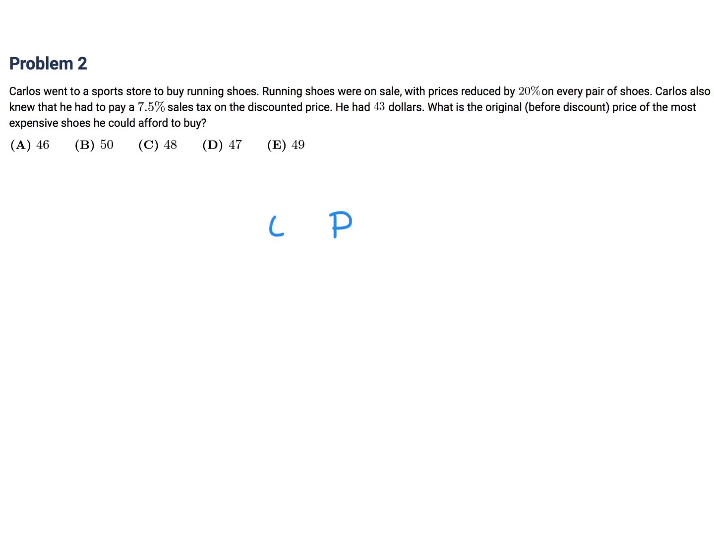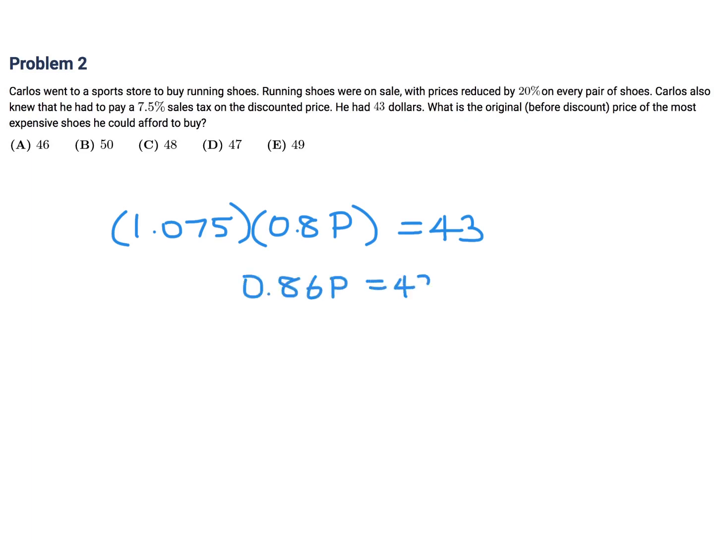Let's say the price is P. After the discount, it's 0.8P, right? Because it's 20% off. And then for the tax, you'd have to multiply by 1.075. That's 7.5%. And we want it to equal 43. So that is the equation based on the information in the question. This becomes 0.86P = 43, and when you divide through, you get P equal to 50. So $50 is the most expensive pair of shoes in terms of its original price. So B is the answer.